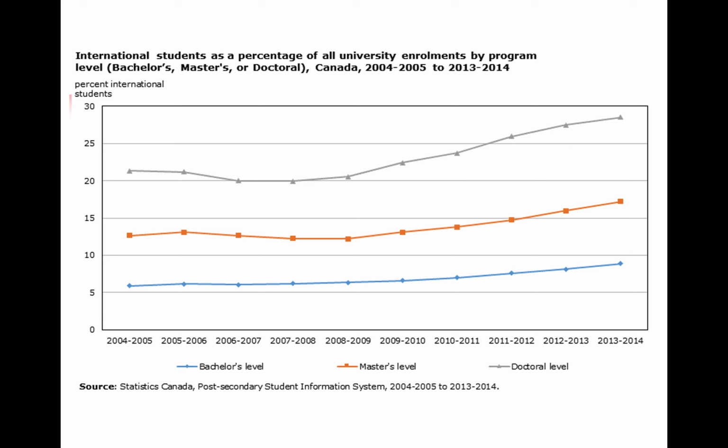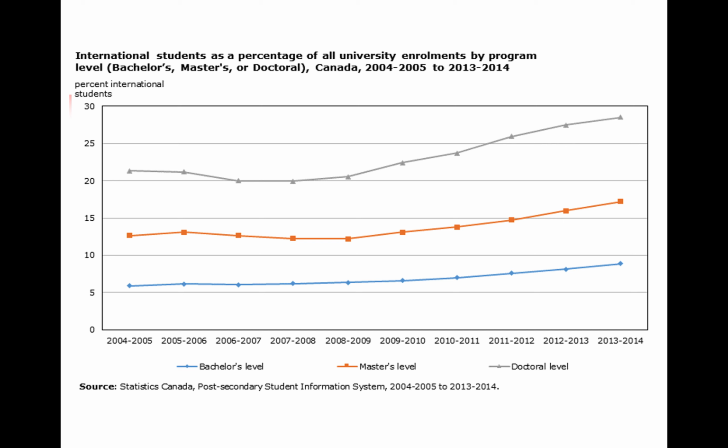Okay, how about the master's level? That's the orange one. What's it doing? Well, enrollment began around maybe 13%. It rose ever so slightly and then decreased slightly. Maybe we could say it fluctuated slightly. It remained stable until 2009, and then it increased rather consistently.